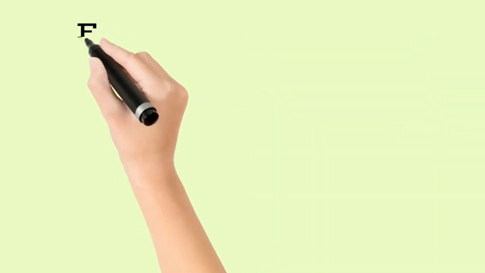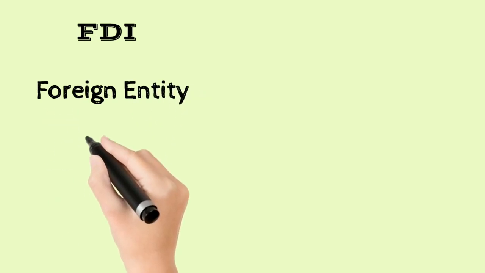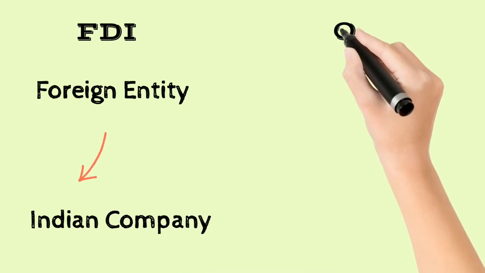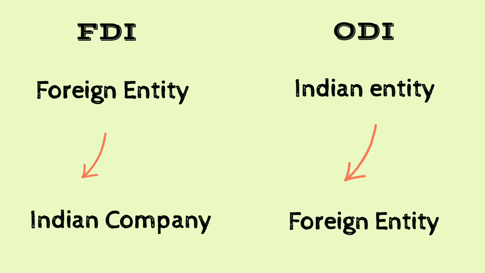First, let us understand these two terms, foreign direct investment and overseas direct investment. When a foreign entity invests in the equity shares of an Indian company, then it is termed as foreign direct investment. But when an Indian company invests in a foreign company, then it is termed as overseas direct investment.